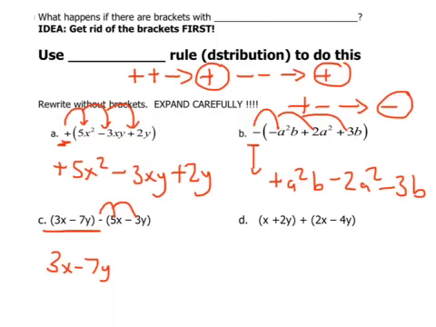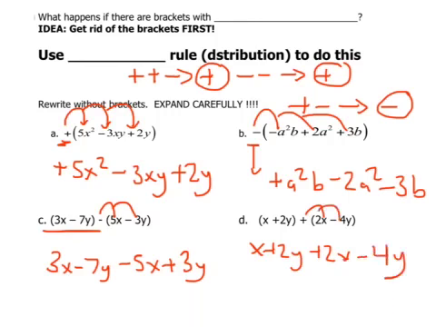Okay, you should get negative 5x plus 3y. And we're not having to add anything together. All we're doing here is getting rid of the brackets. We're not moving into actually simplifying. Okay, in this one, you should get, if you haven't done so already, plus 2x and minus 4y. So our goal here is just to get rid of brackets. We're not going to add or subtract anything yet.